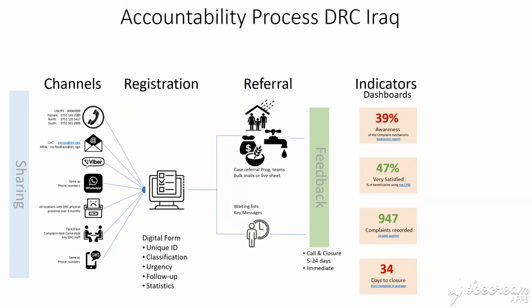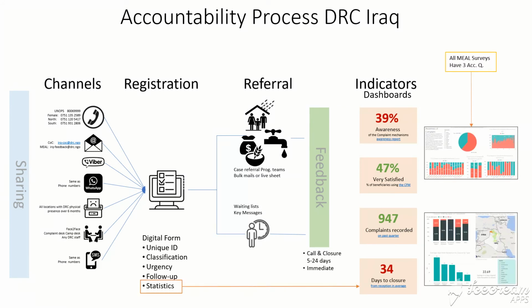There are 4 indicators for this process for success. The first one and the most important is the level of awareness by the people, the beneficiaries, currently sitting at 39%. Only 39% of them are aware of the complaint mechanism. Our objective is 80. The second one is the level of satisfaction. The third one is the amount of complaints registered by quarter. And the fourth one is the days elapsed from registration to closure, currently sitting at 34. Our objective is 24.